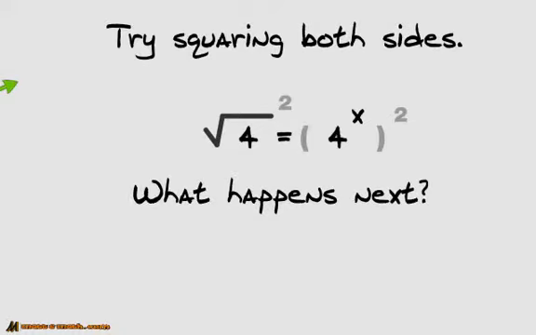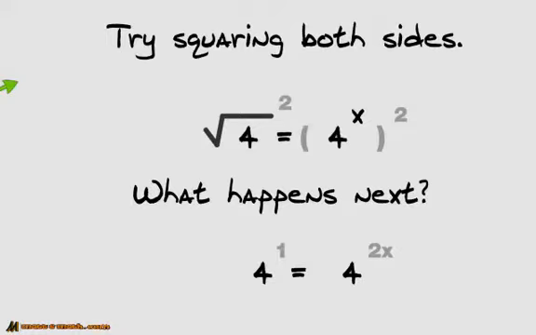What happens next? Well, you get this. 4 to the first power. I put an invisible 1 here. They're invisible, doesn't matter. Put a 1 there. It's all good. And what's left over here? Well, you take the 2 and multiply it by the x. Anytime you have something in parentheses and then you square it or put it to that power, you take the 2 and multiply it by the x. You might not know that. So we get 4 to the first power equals 4 to the 2x.